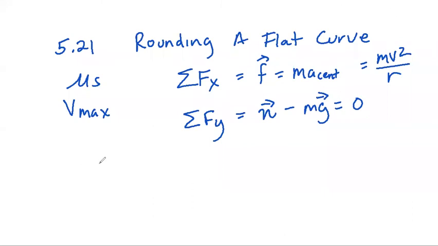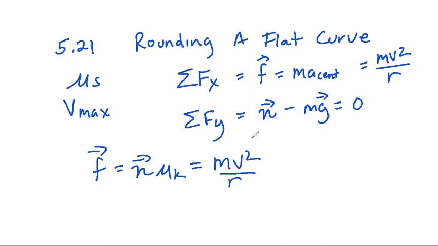Okay, so I know the friction force by definition equals N mu K in this case, right? And that's going to equal m v squared over r. And we're flat, so N is going to equal mg. So this is going to be mg mu K equals m v squared over r. I don't need these m's. What am I solving for here?